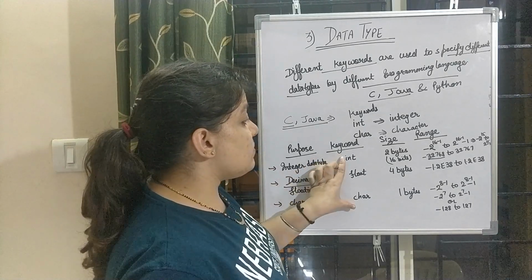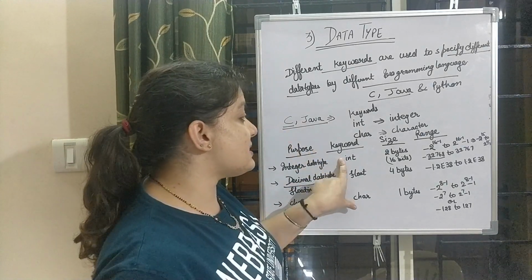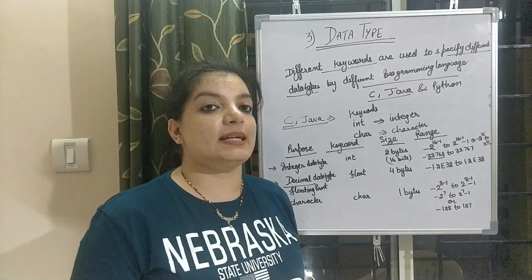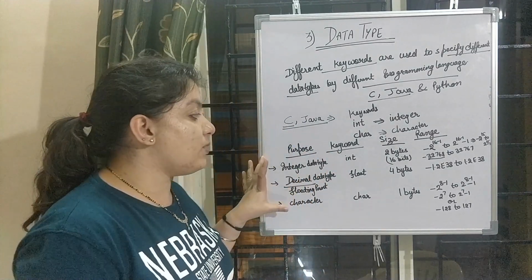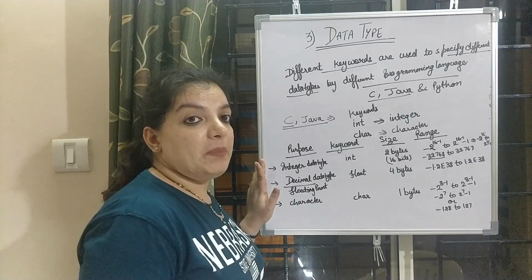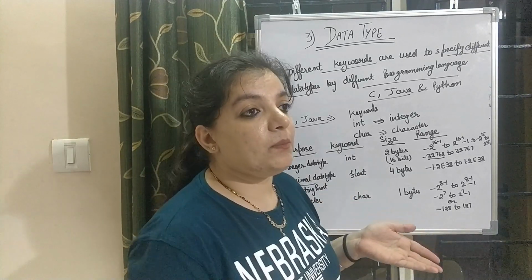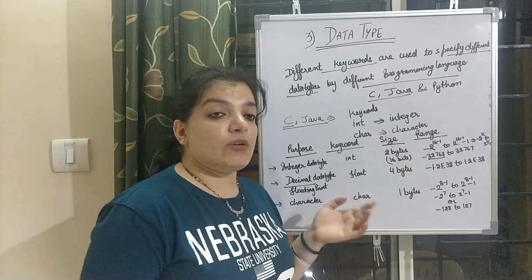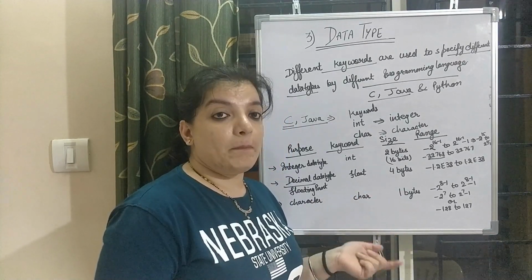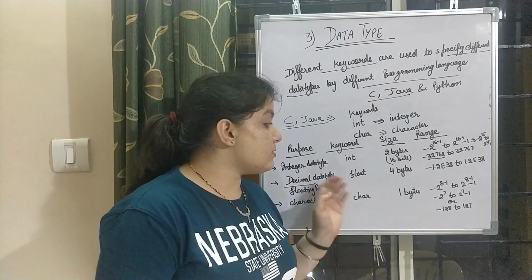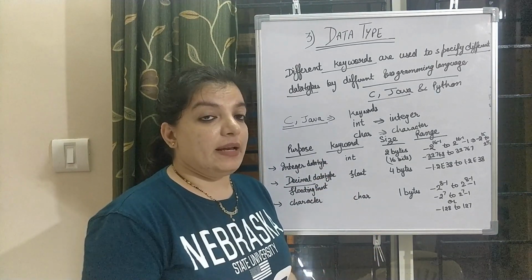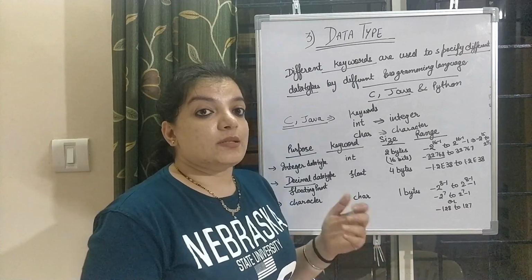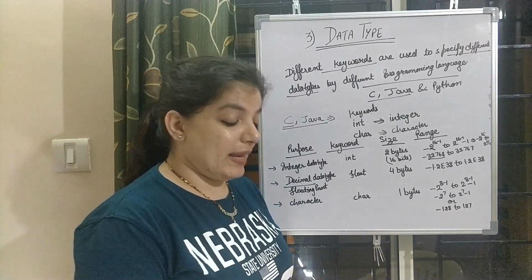Okay, so these three data types and the keywords are the same in both programming languages, that is C and Java. These types of data types are known as primitive data types, and we can create complex data types also by using these primitive data types, which are known as user defined data types, like a string, which is a sequence of characters.